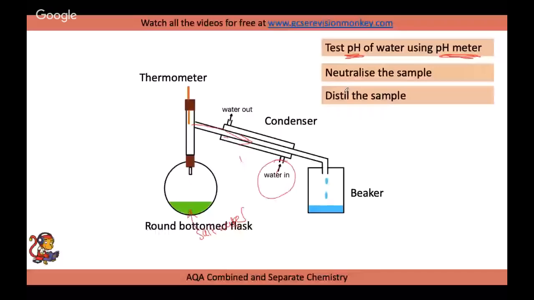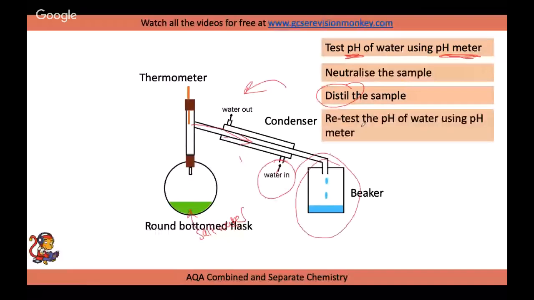And then at the end, you want to make sure that this water is good to drink. So you would retest the pH of the water using a pH meter. Separate scientists, I'll talk about later, about the fact that you might test before and after for sodium chloride as well. So that will link into this practical for separate science only.